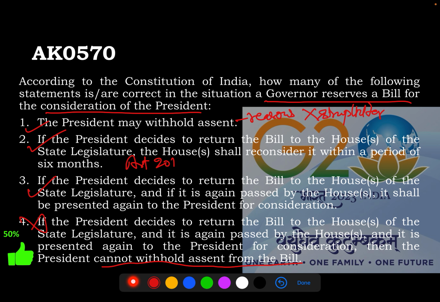Remember that this is technically a relationship between the state and the union. And the president is only a name that symbolizes the union government. So only 1, 2, and 3 are correct.